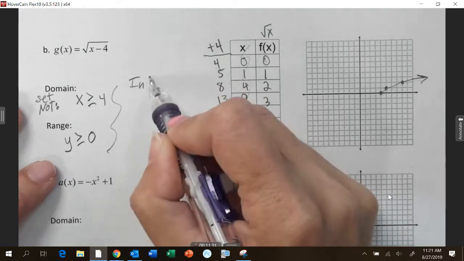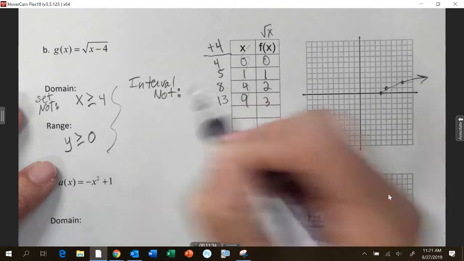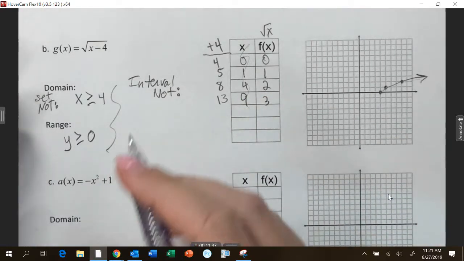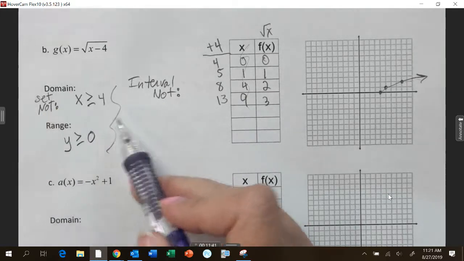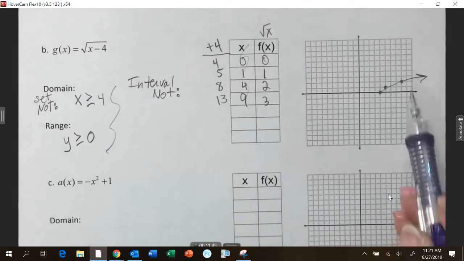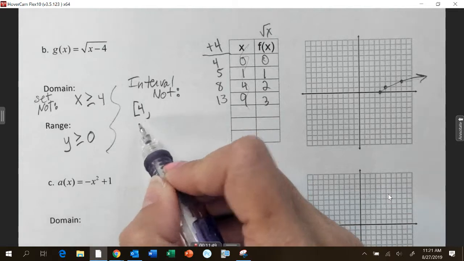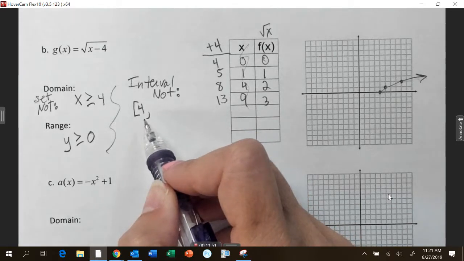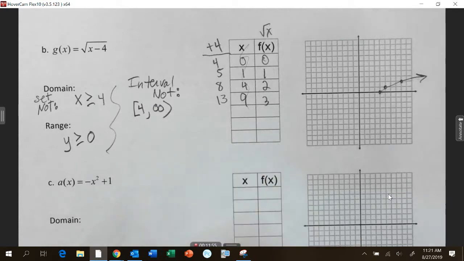Interval notation is new today. Interval notation. That won't be on the quiz. Don't put your answers in interval notation on the quiz. To do interval notation, we're thinking how far to the left, how far to the right does it go? So when we look at x's, how far to the left? It begins at 4. And because it equals 4, we use a bracket. How far to the right? Infinity. Parenthesis.